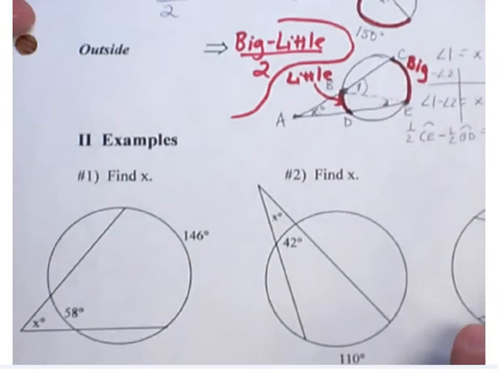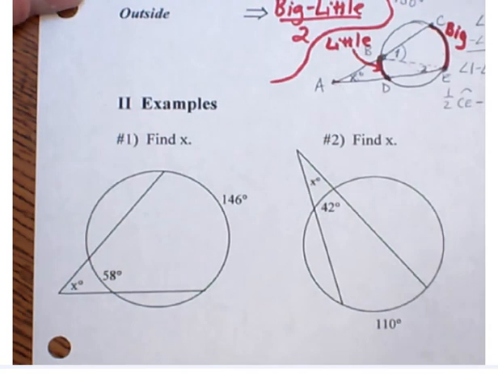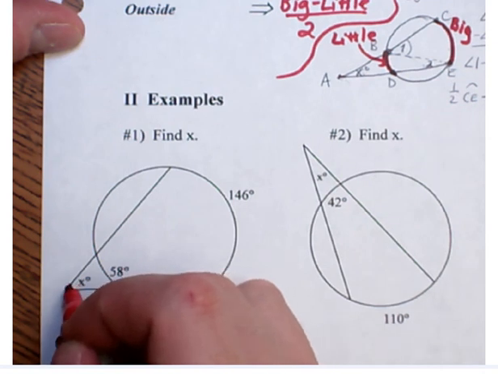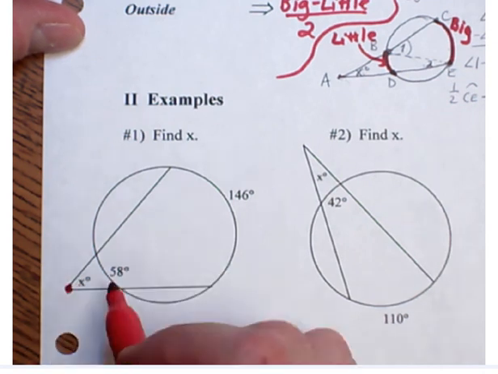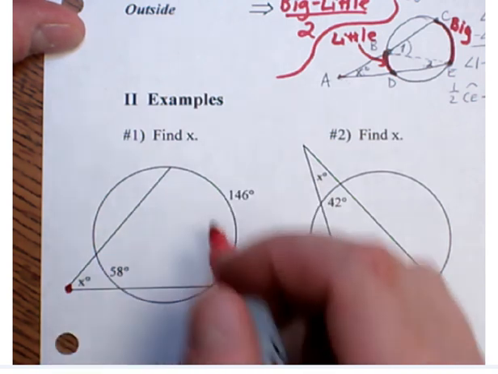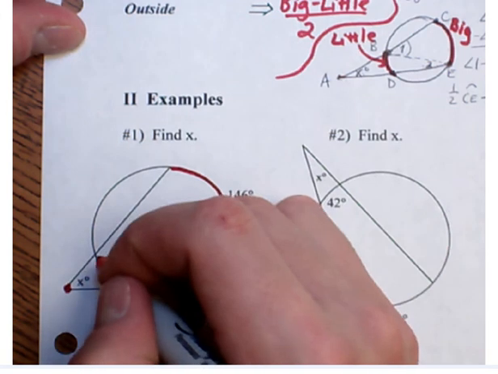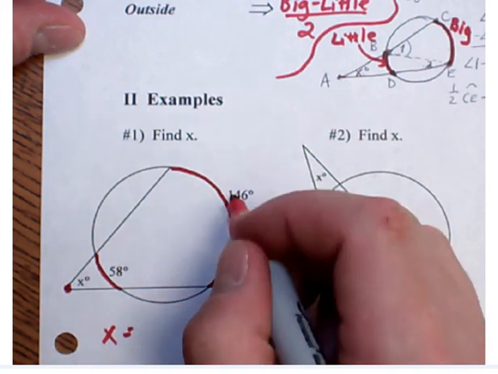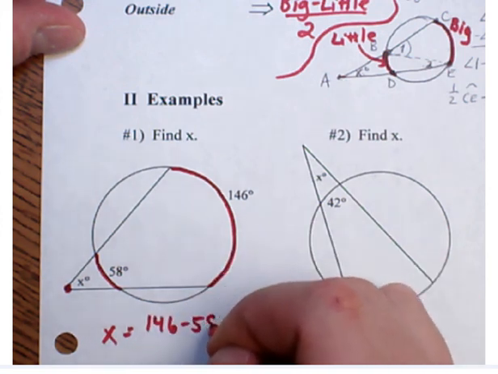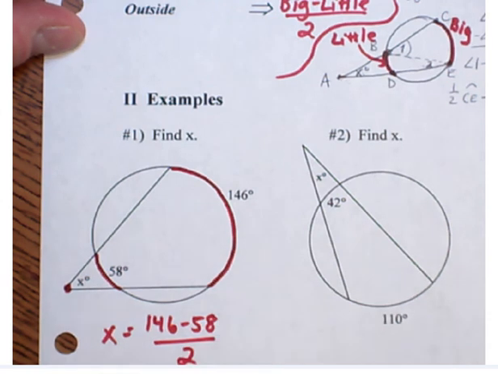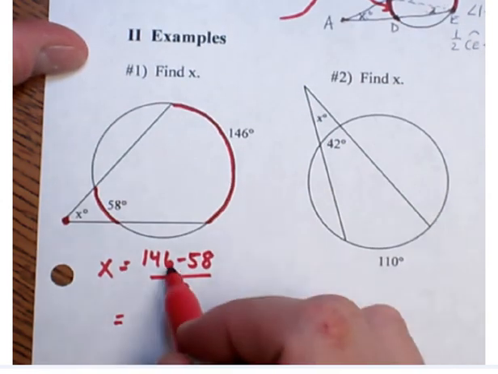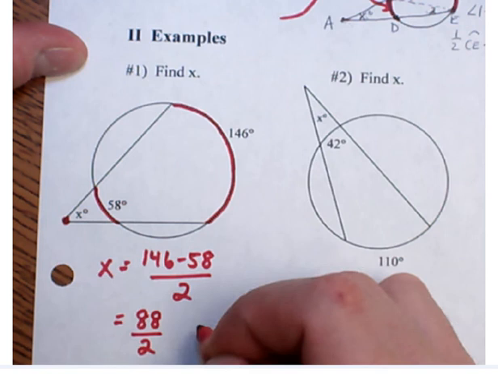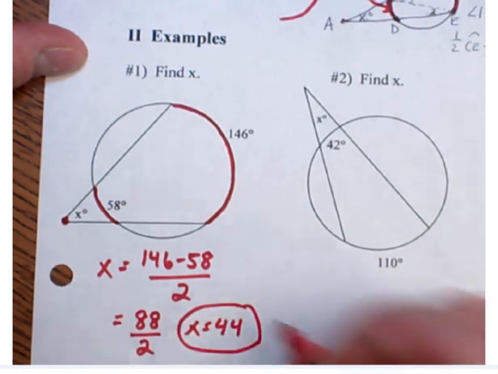Okay, so for examples, first thing we want to do, number 1, find x. Well, where's x? X is this angle. The vertex is outside the circle. Notice that when you trace the angle, it's going to create the big arc at 146 and the little arc at 58. Now the outside angle, x, is the big arc minus the little arc divided by 2. When you simplify, subtract first. 146 minus 58 is 88 degrees. Divide by 2, and we get x equals 44. That's it.